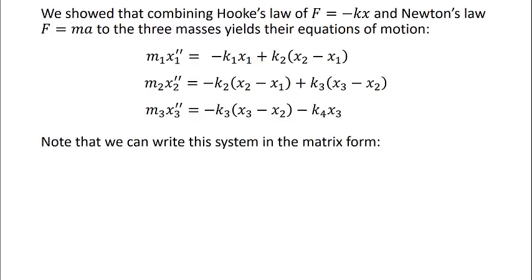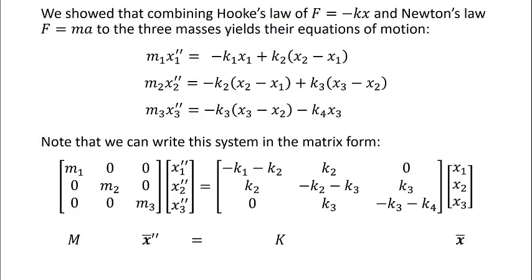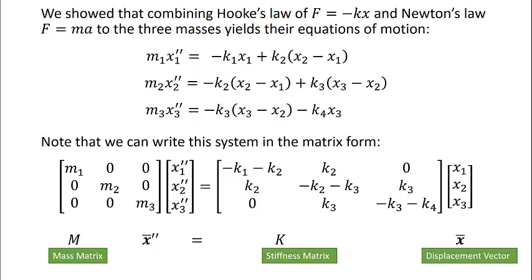We then wrote this system in matrix form. The matrix M we refer to as our mass matrix. It's a diagonal matrix with the values of the mass down the main diagonal. The matrix K we call the stiffness matrix. It includes the information about those springs. And then our X is, of course, our displacement vector.